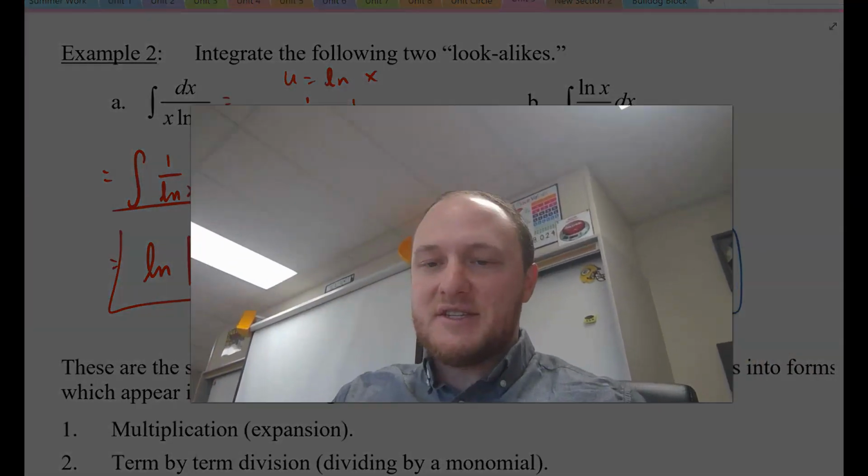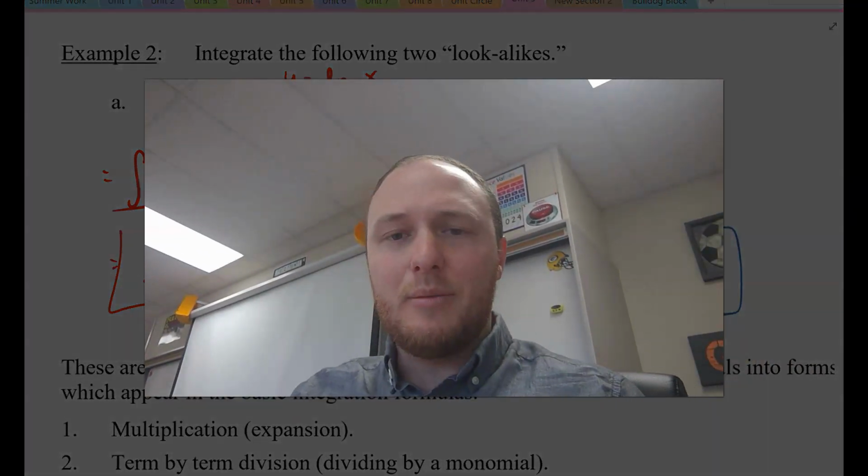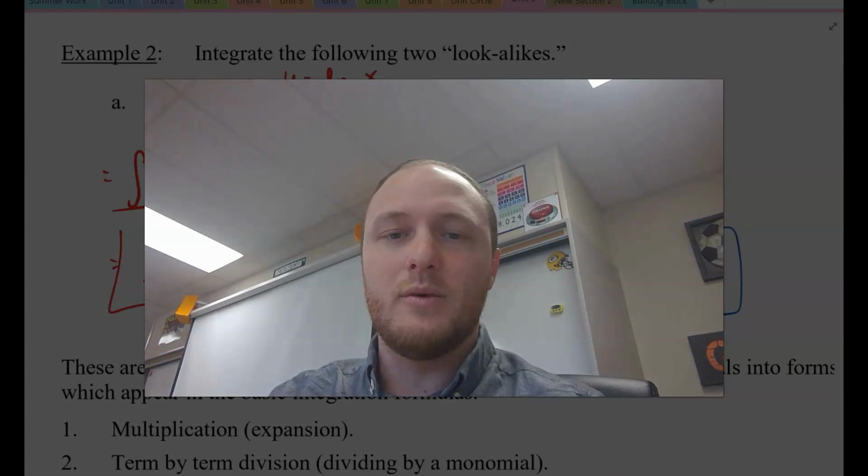Okay, so that is it. That's the doppelganger problems. They all look alike, but there's different types of integration and different nuances to approach them.